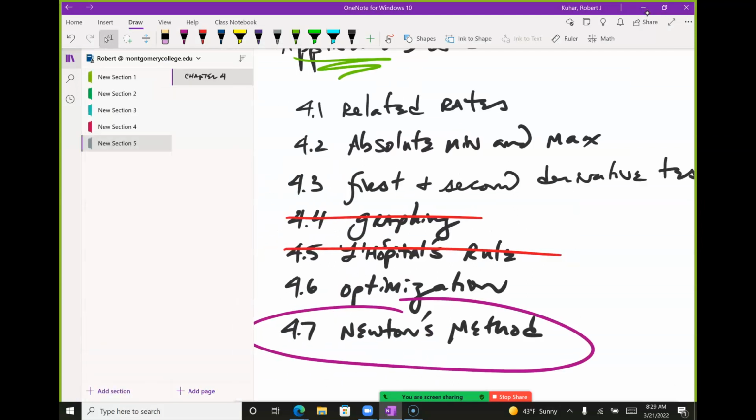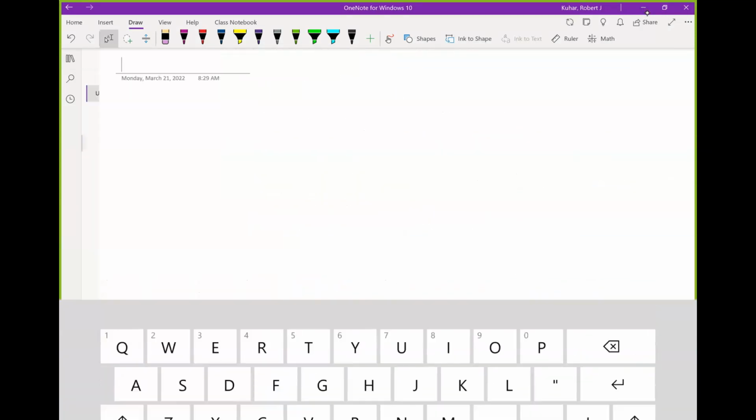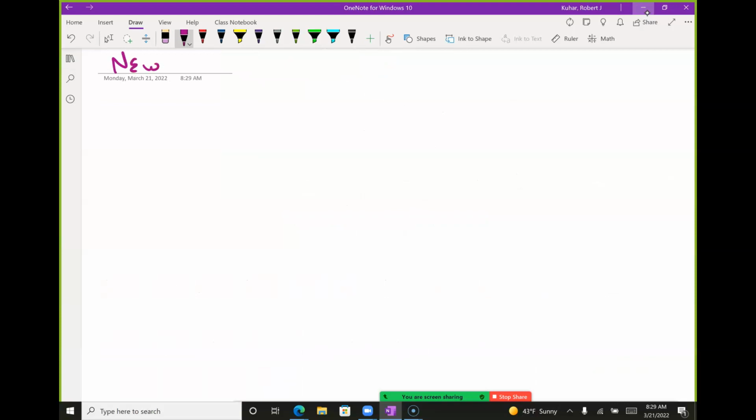So here we go, Newton's method. What we're trying to do is find zeros, right?